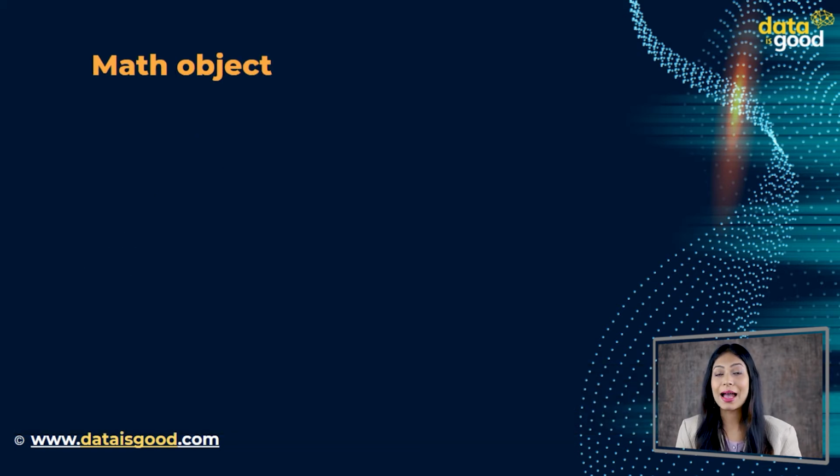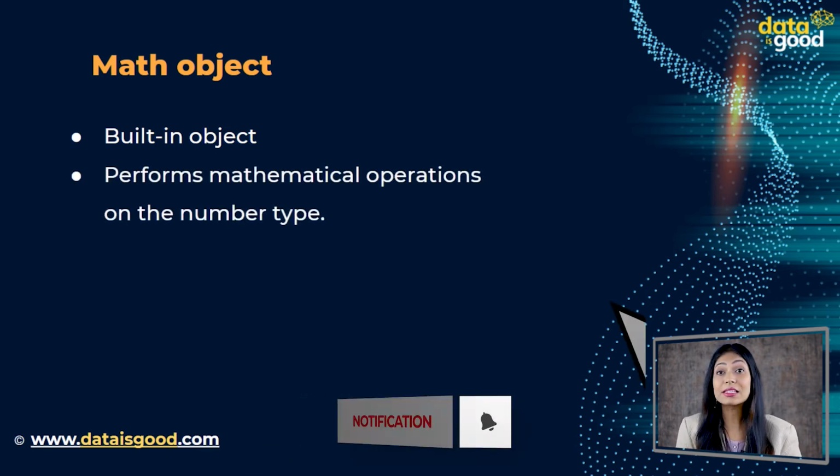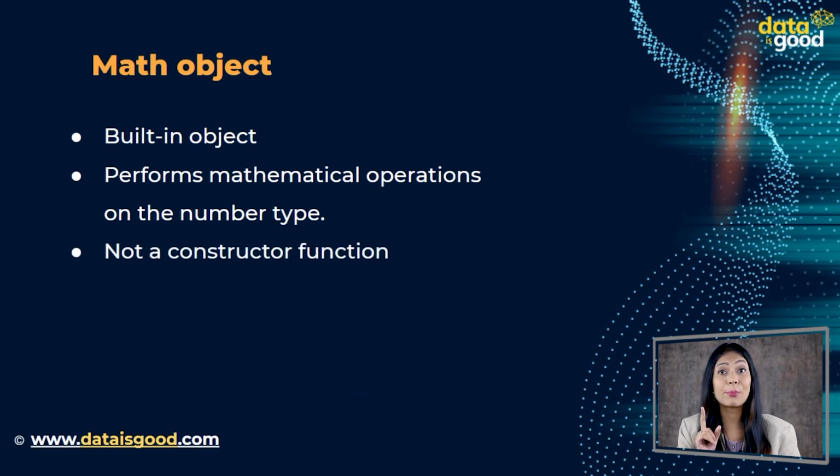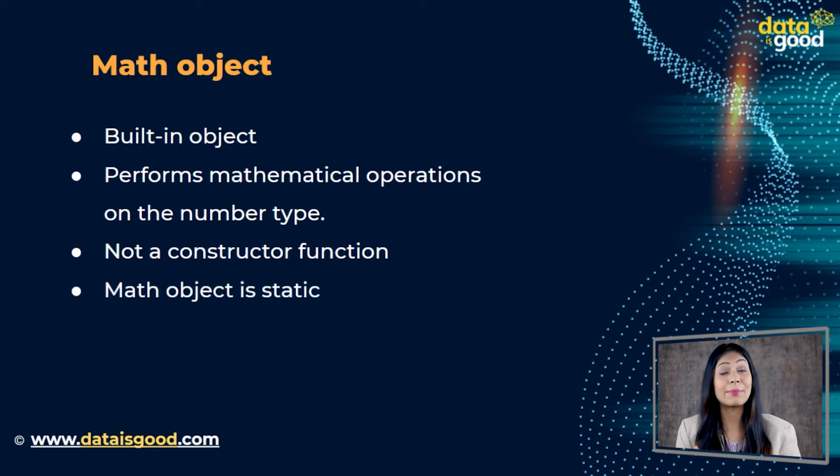Let us see what a math object is. In JavaScript, math is a built-in object that allows you to perform mathematical operations on the number type. Math is not a constructor function. It is a property of the implicit global object. The math object is static, so its properties and methods can be accessed directly. There are a huge number of math methods present in JavaScript. We are going to see the most important math methods which will be helpful for you in the future. So let us directly jump into the code.